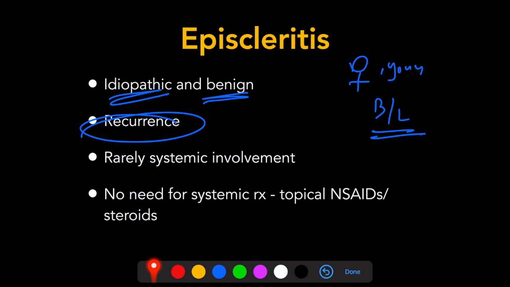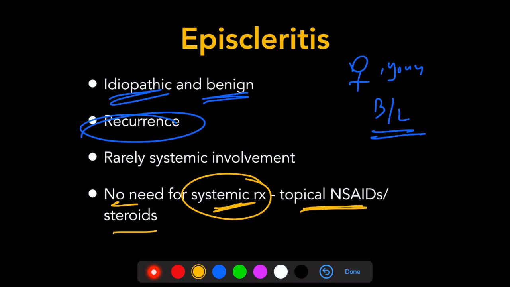Because recurrent episodes of redness will occur in these patients and there is rarely systemic involvement. Rarely systemic. I won't say it's never systemic, but you can expect systemic involvement, but it's quite rare. And since it's rarely systemic, it's mostly a localized pathology, there is no need for any systemic treatment. Contrary to scleritis, where you require a systemic treatment. But in episcleritis, there is no need for any systemic treatment. Just topical NSAIDs or topical low-dose steroids will do.